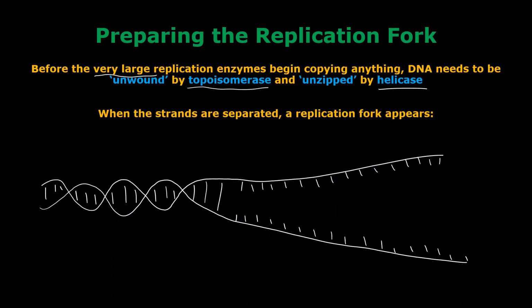It kind of looks like an alligator mouth with all the teeth sticking out. Oftentimes in classes I would refer to this as the alligator mouth. This is the replication fork. Now we're not doing any replicating yet. Remember, this is just preparation, preparing the fork.